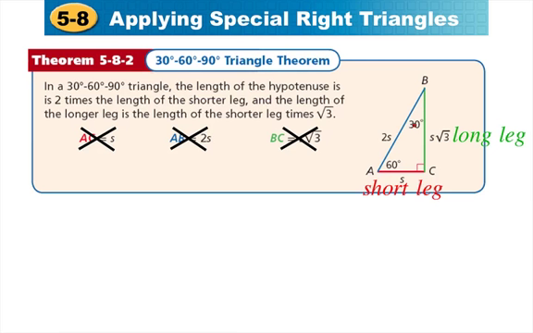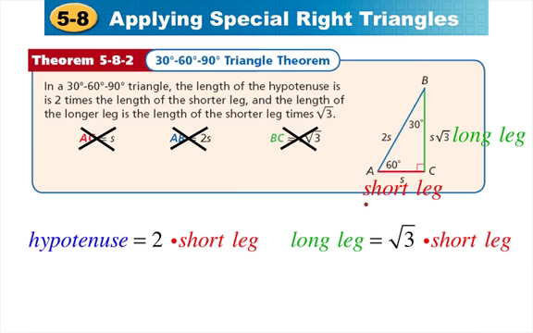So this is 30. This leg is going to have to be smaller than the other, which has the opposite angle of 60. This is the formula you use for a 30-60-90 triangle. This is the relationship between the hypotenuse and the short leg: the hypotenuse is equal to 2 times the short leg. And you also have this other relationship between the long leg and the short leg. The long leg is equal to radical 3 times the short leg.